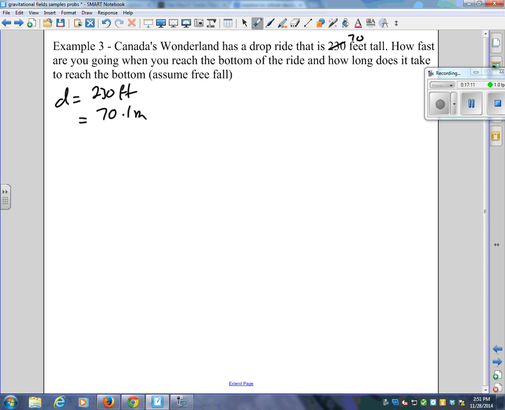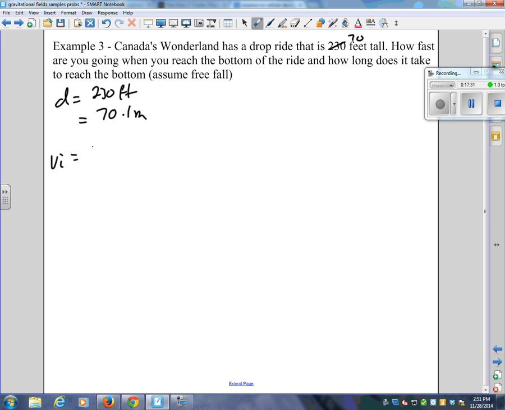How fast are you going when you reach the bottom, and how long does it take to reach the bottom, assuming free fall? I'll give it to you in meters next time. Don't worry about the number I divided by, some magic number. Seriously, don't worry about it. You won't need it. More in general though, for these things, I'll look it up. Your phone will do it.